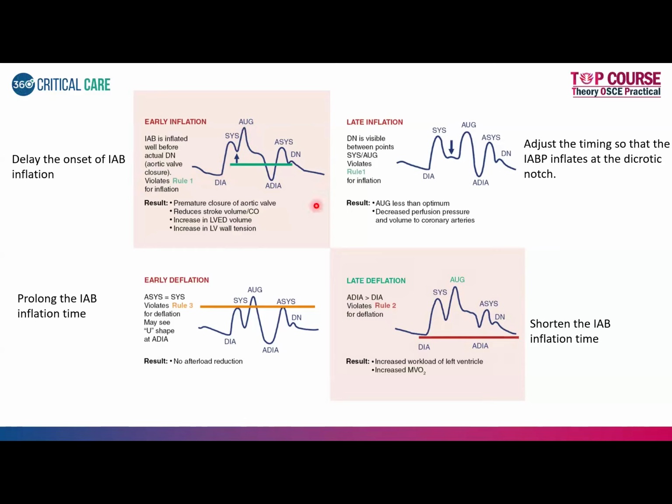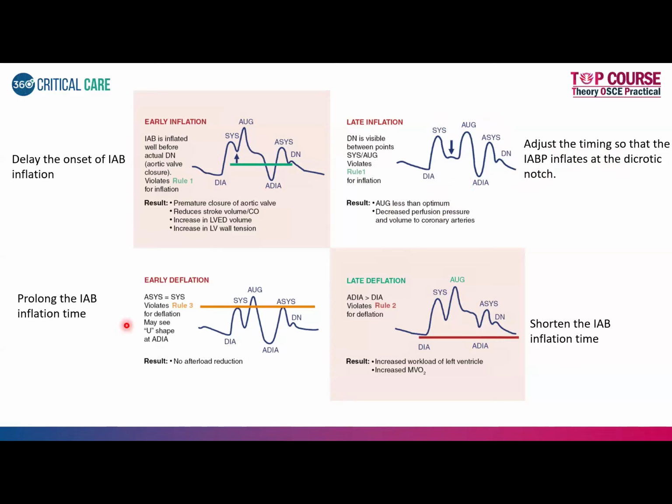Okay. Then we have the late inflation. So here what is happening is the dicrotic notch is visible much later than the actual area of the dicrotic notch, so the augmentation is less optimum. As you can see, the augmented diastole is much less than what it should have been, and there is a decrease in the perfusion pressure and volume to the coronaries. So adjust the timing such that the IABP inflates at the dicrotic notch.